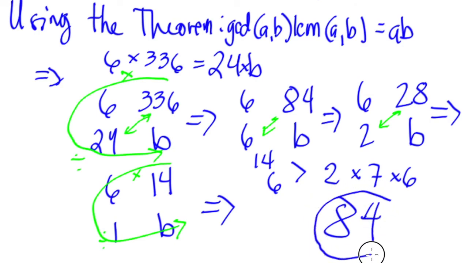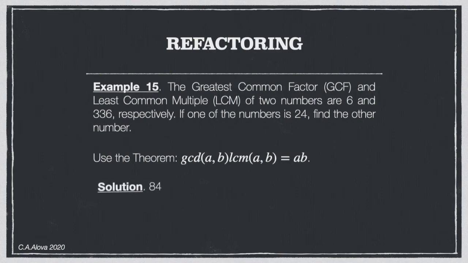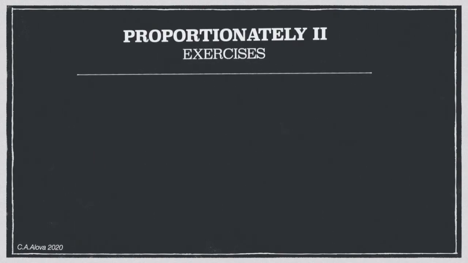That's the other number then. So meaning the two numbers are 24 and 84, whose GCD is 6 and whose LCM is 336. That's our last number for our second part of our talk. Okay, that's 84. So teachers and participants, students, it's your time now to shine.